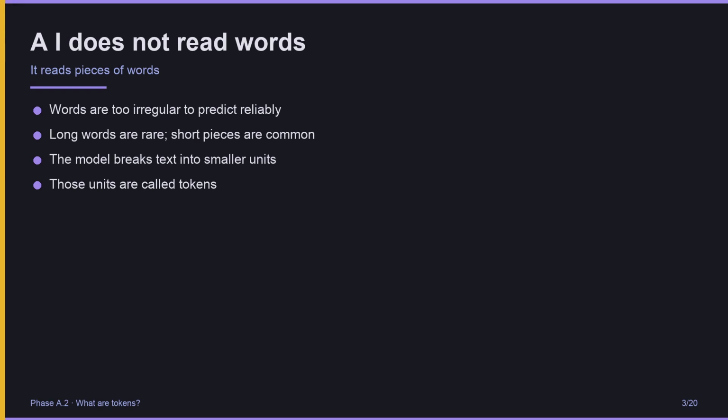AI does not read words. It reads pieces of words. Words are too irregular to predict reliably, long words are rare, short words are common, and the model struggles to predict a whole word at once. So instead, the model breaks text into smaller, more uniform units. Those units are called tokens. And tokens are what the model actually works with.